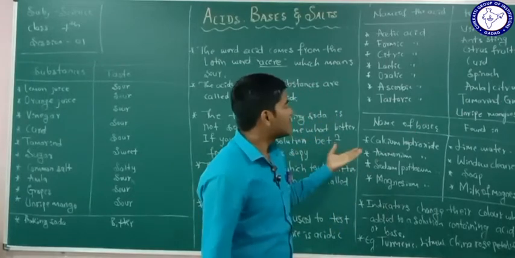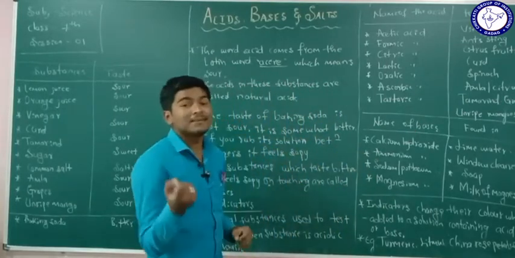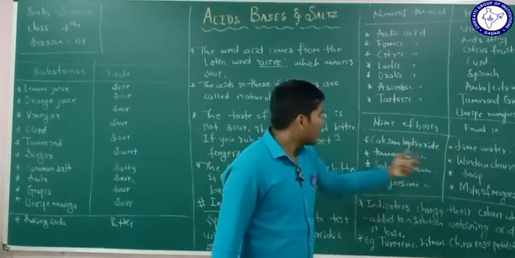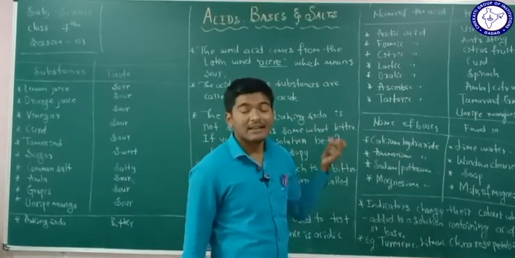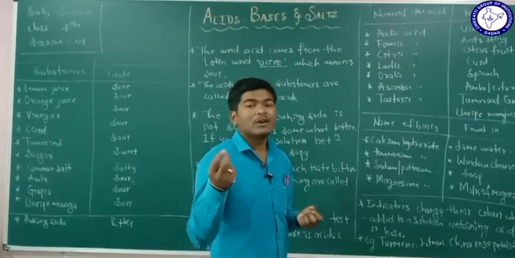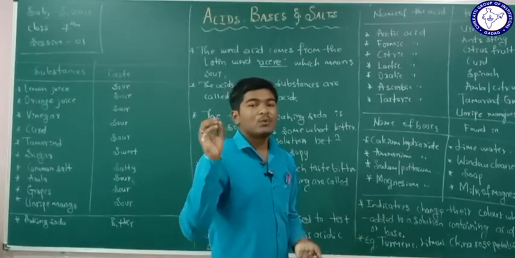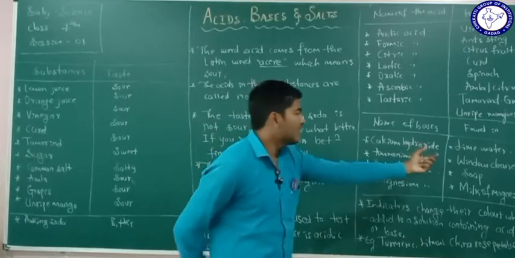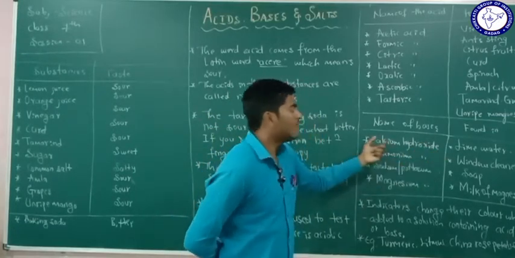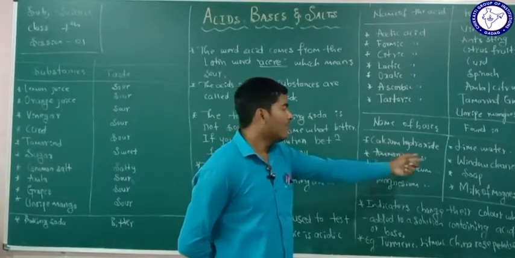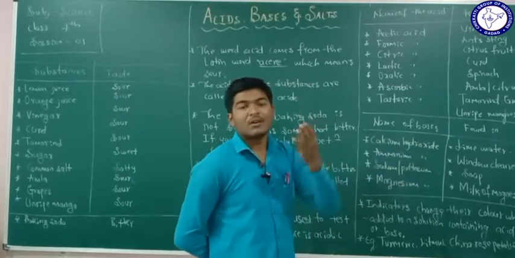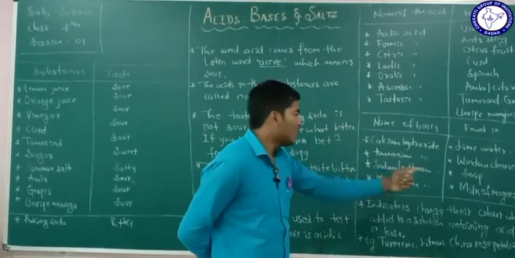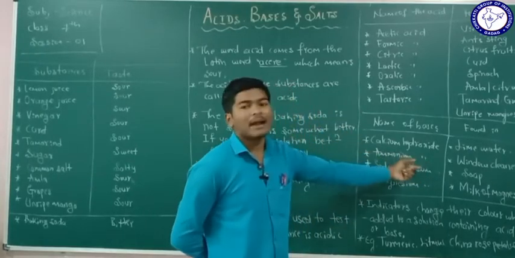Now I am considering the substances which contain bases. See here, lime water contains calcium hydroxide. Lime water is nothing but the lime in your home that you use, the white color, to paint your home. That lime water contains calcium hydroxide. And window cleaner, yes, you use some liquids to clean the windows. That window cleaner contains ammonium hydroxide.